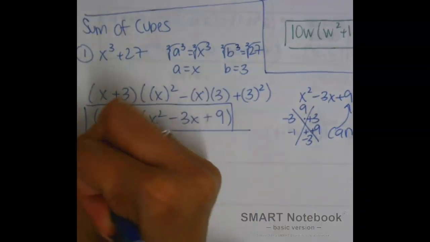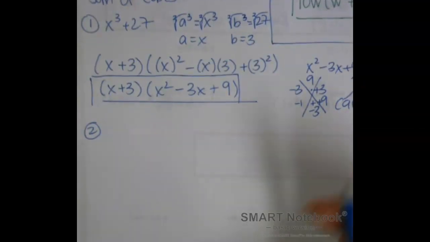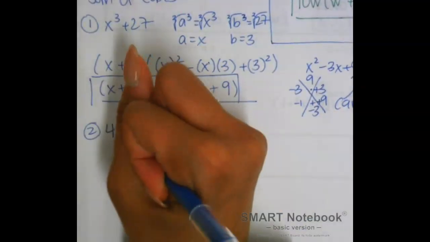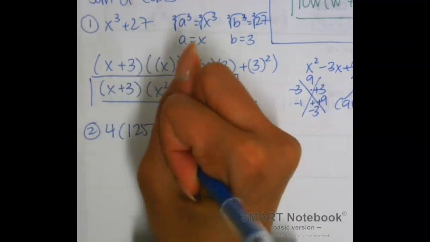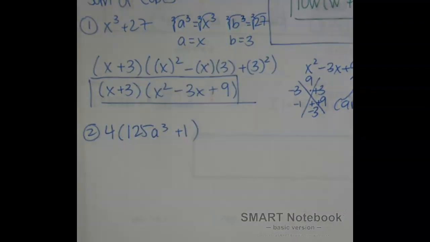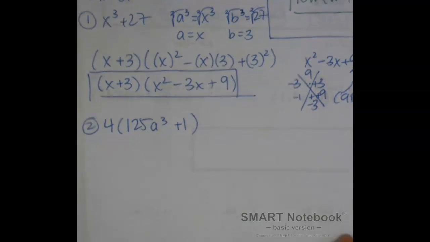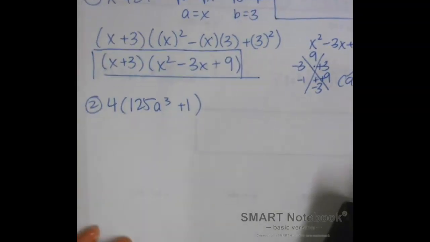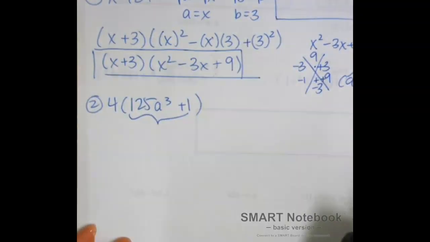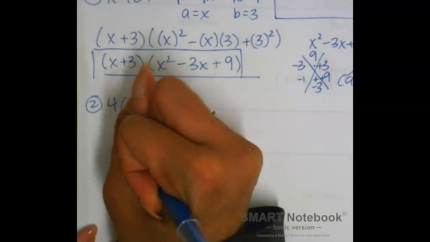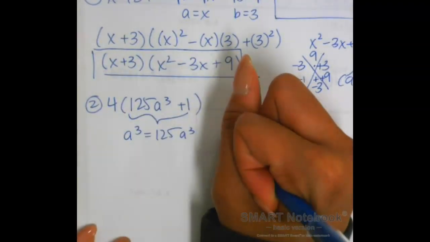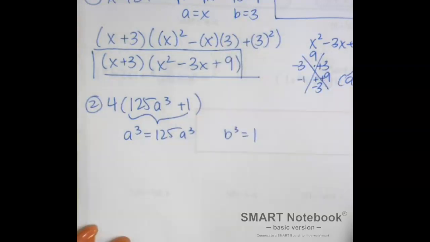I also said I would do question number 2. So question number 2, I'm going to recopy what we have from the other page. We factored out a 4, and we have 125a cubed plus 1. This is a sum of cubes. All right, let's see if I can factor. So in this parentheses, we're going to do a cubed, which is 125a cubed, and b cubed, which is 1.